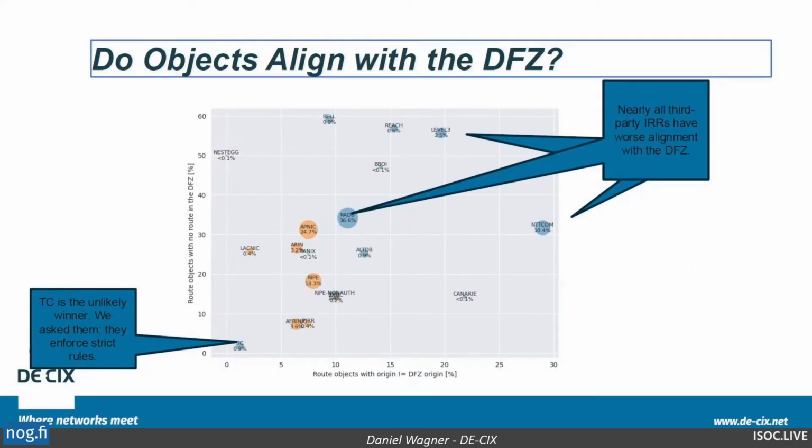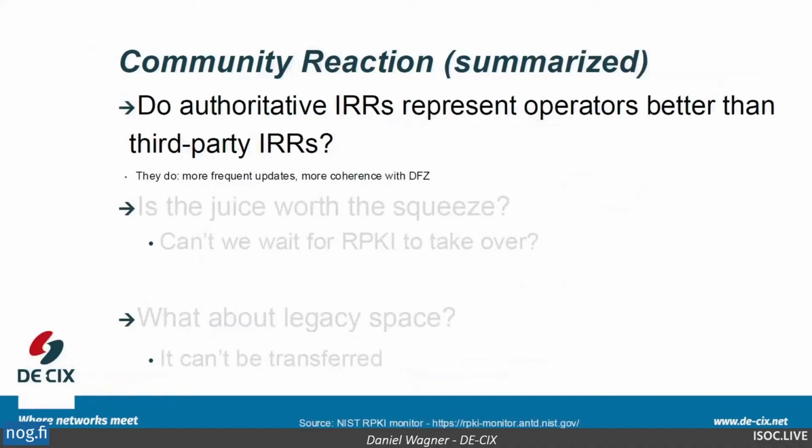However, for all the other third-party ones, they are clearly in the top right part, whereas all the authoritative ones are in the lower left. So this is the good performance, and back up there is bad performance. So even with the second metric, it tends to support our point that the authoritative databases have data that should possibly reflect the operator's intent a bit better.